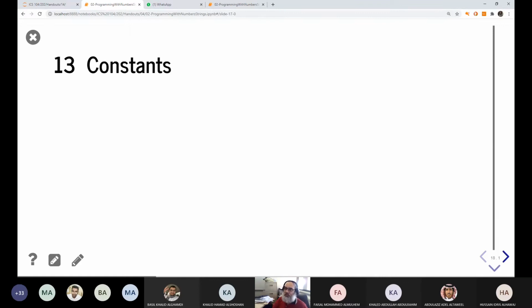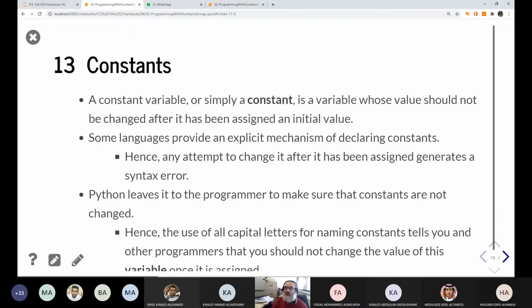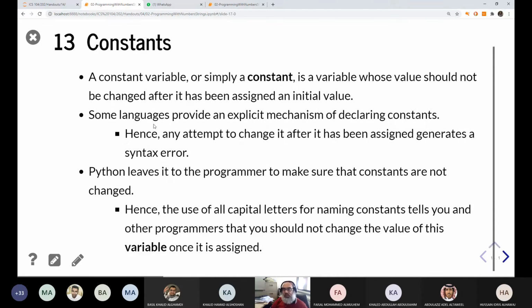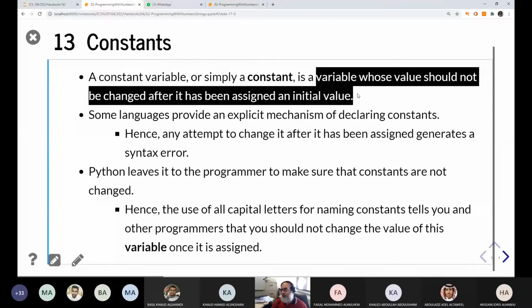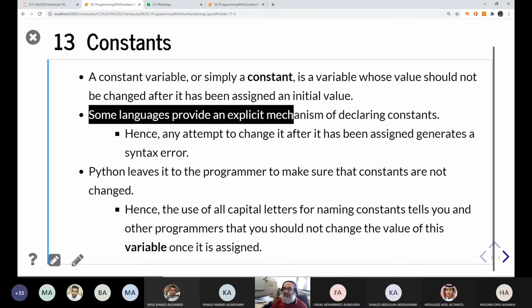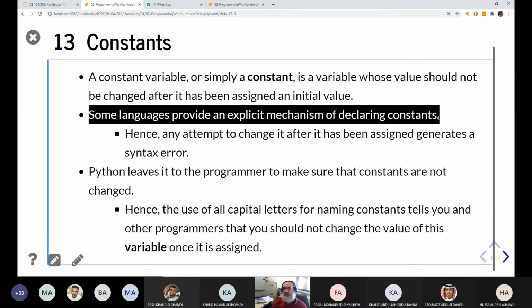Okay, so let's come now to constants. What are constants? A constant variable, or simply a constant, is a variable whose value should not be changed after it has been assigned its initial value. Some high-level languages provide an explicit mechanism for declaring constants. Does that mean that Python does not? Yes, Python does not.